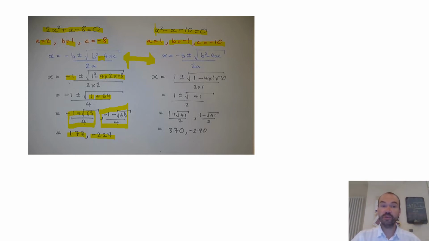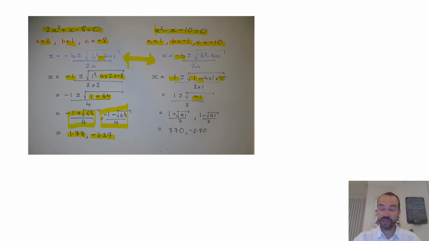So it starts with minus b. B was negative, so minus b is positive. But when you square 1, you still get 1, a positive 1. So whenever you square the b bit, it's always going to be positive after you've squared it. Take 4ac from that, minus 4ac, gives a plus 41 here.